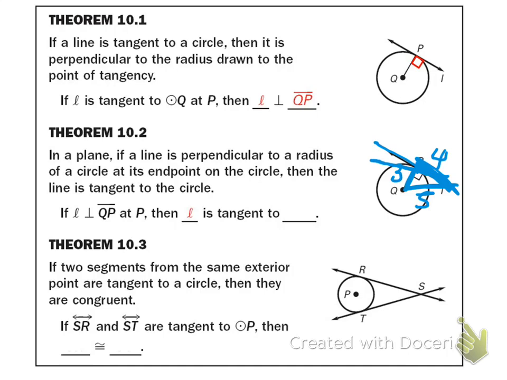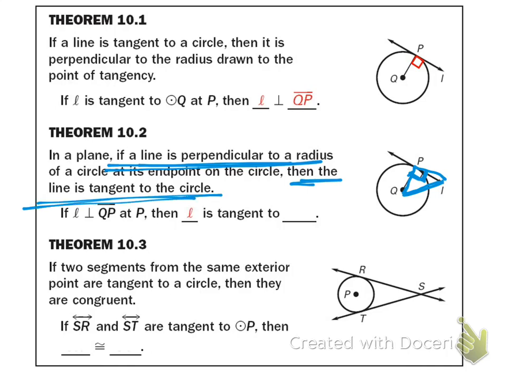You will find out if it's a right triangle. Way to go, Tyler. If these three segments form a right triangle, then this is a right angle. And this theorem says that if a line is perpendicular to the radius, then it is tangent to the circle.